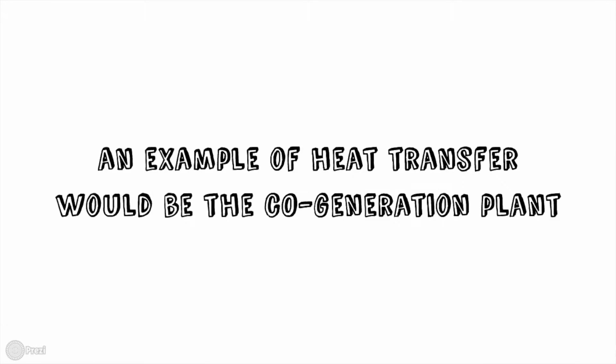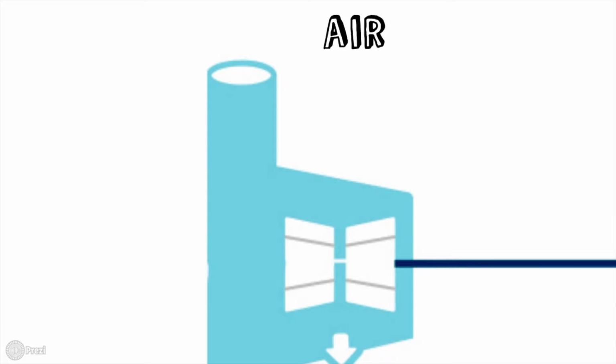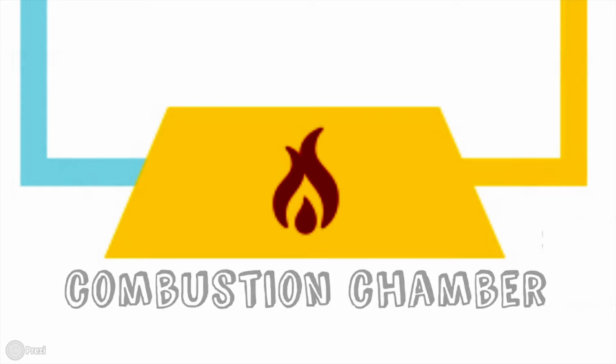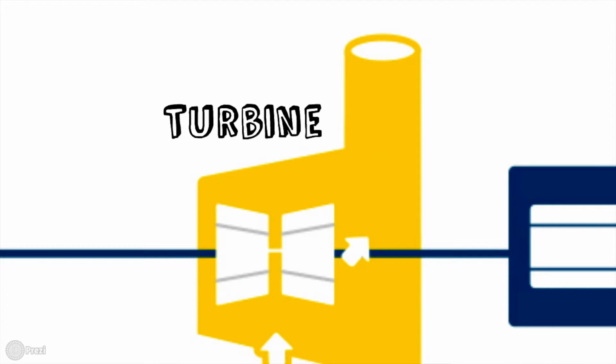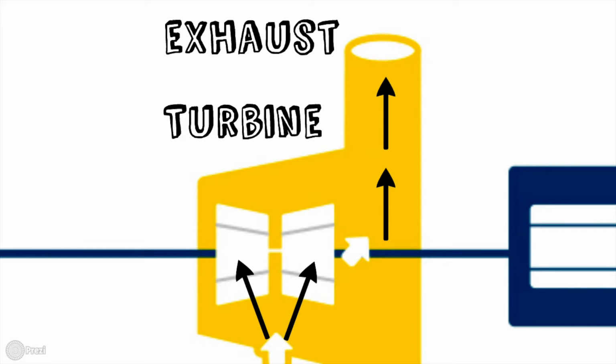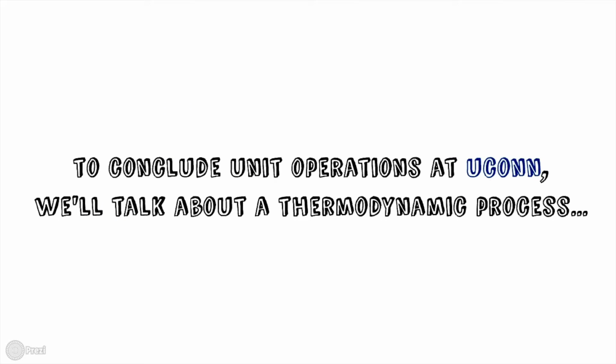An example of heat transfer would be the cogeneration plant. They use what is called a combustion turbine. The compressor draws air into the engine, which is pressurized and fed into the combustion chamber. The high temperature generated from a natural gas line causes the air to expand and move to the turbines, rotating the blades. The turbines function as two things: bringing air into the combustion chamber and spinning a generator to produce electricity on campus.